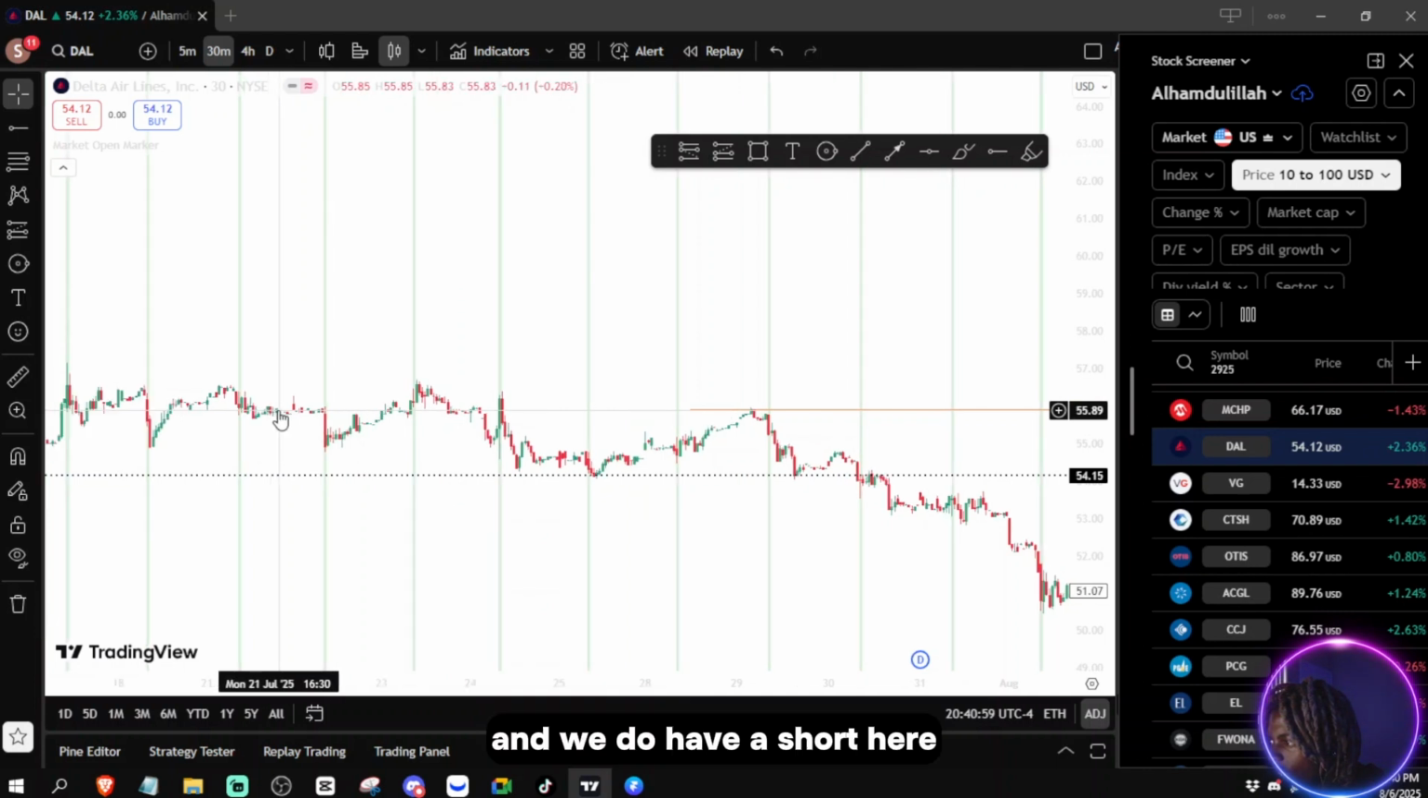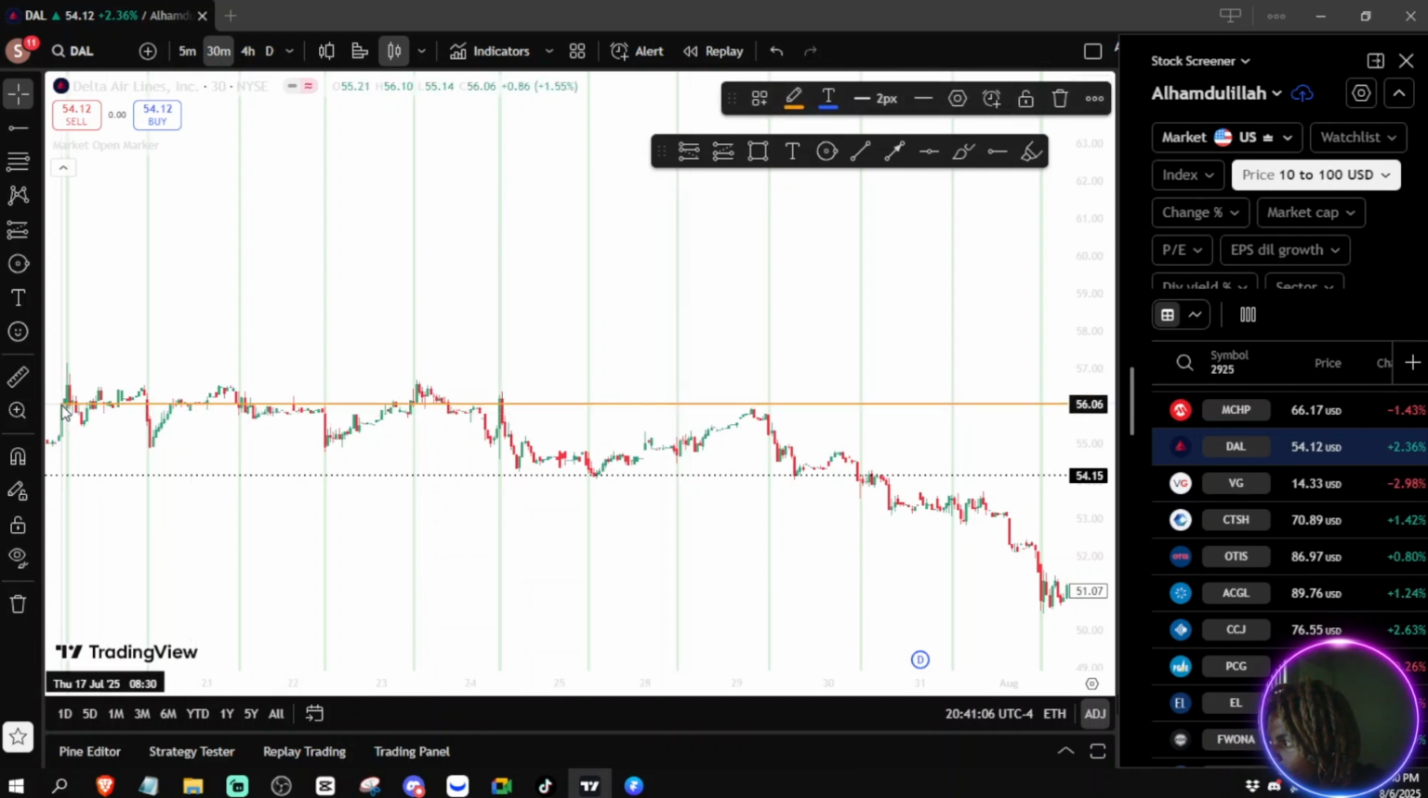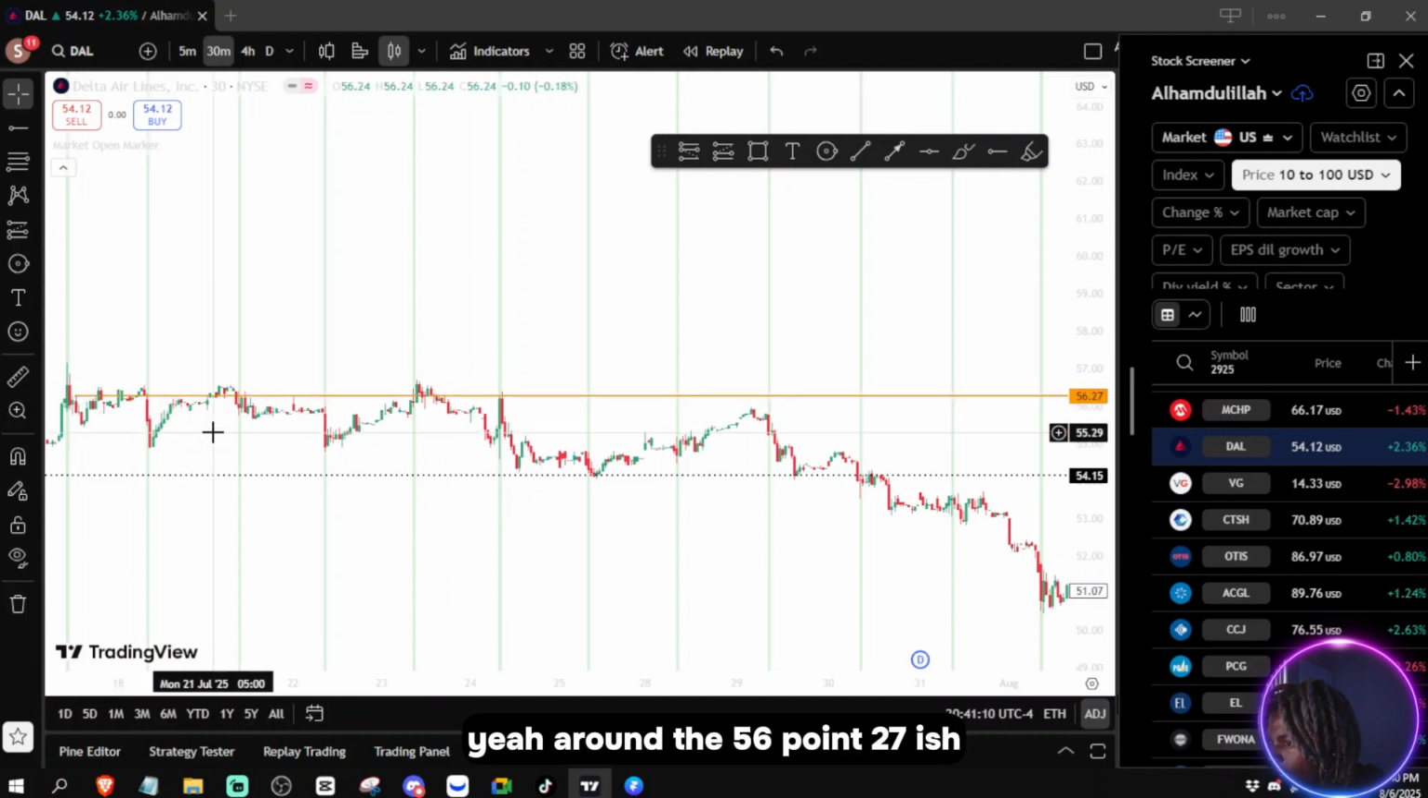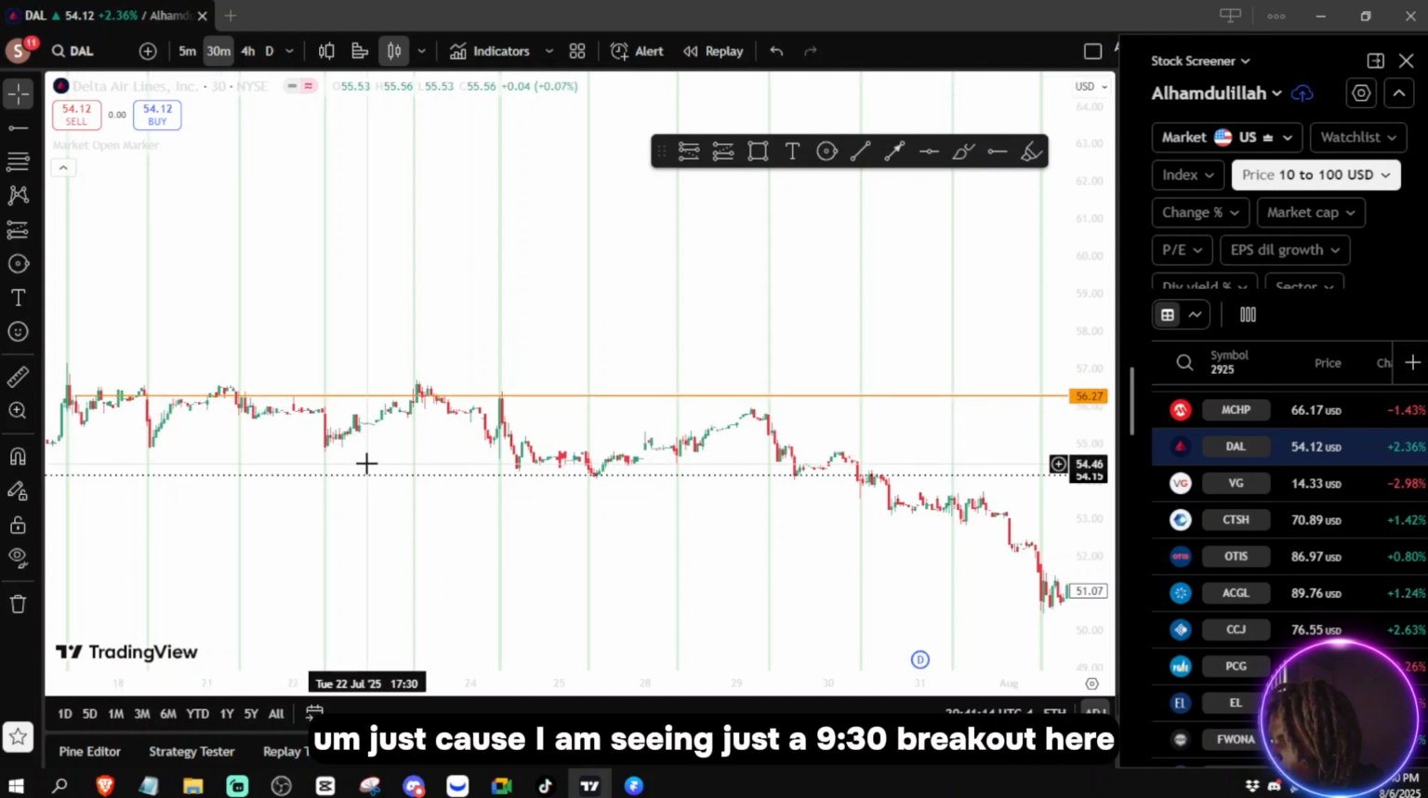Then we do have a short here. I believe this level is good, around the 56.27-ish, just because I am seeing some 930 breakout here.